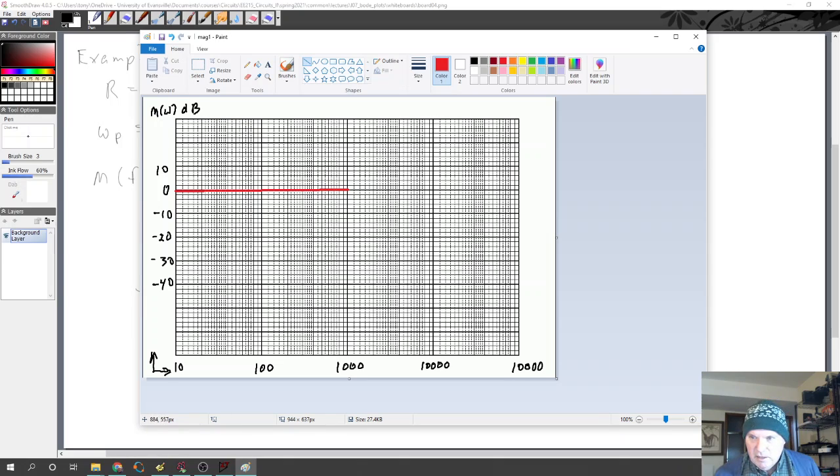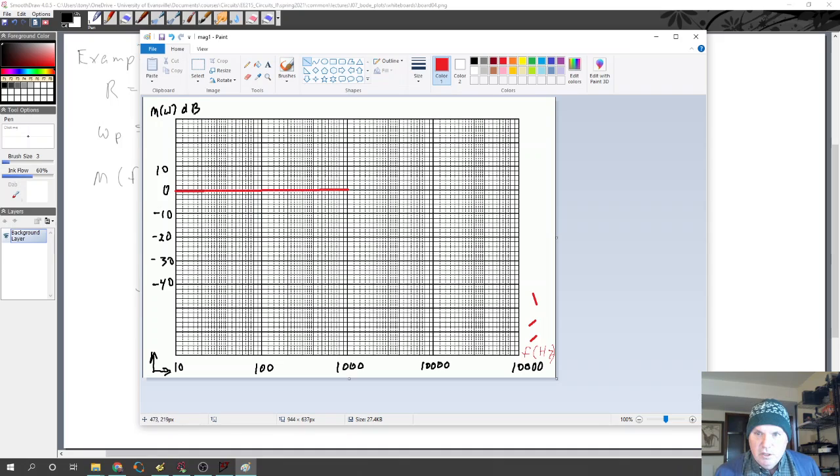So this axis here is actually, whoops, let me go back to my pencil. I didn't grab the pencil, sorry. Try it one more time. This axis is F in hertz. Okay, now let me go back to my line tool.